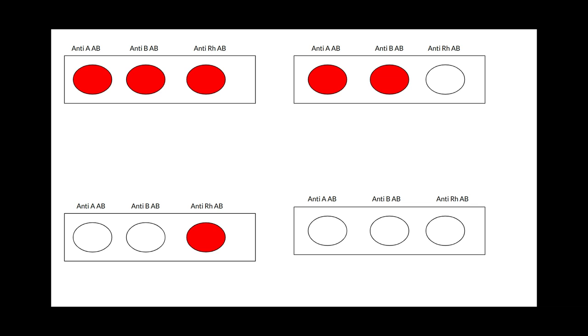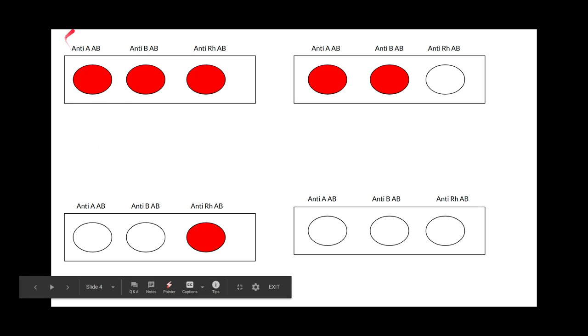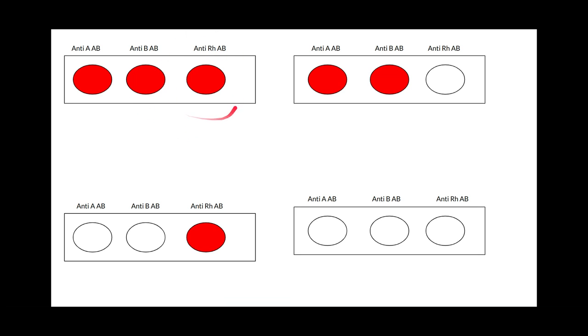Since AB blood has both antigen A and antigen B, we can see a reaction in both the first circle and the second circle. If it's AB positive, then the third circle will get agglutinated as well. So this is AB positive, and this is AB negative.